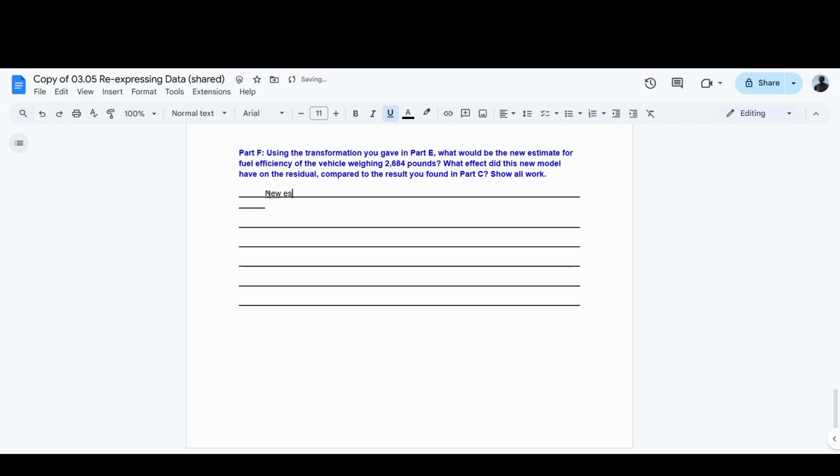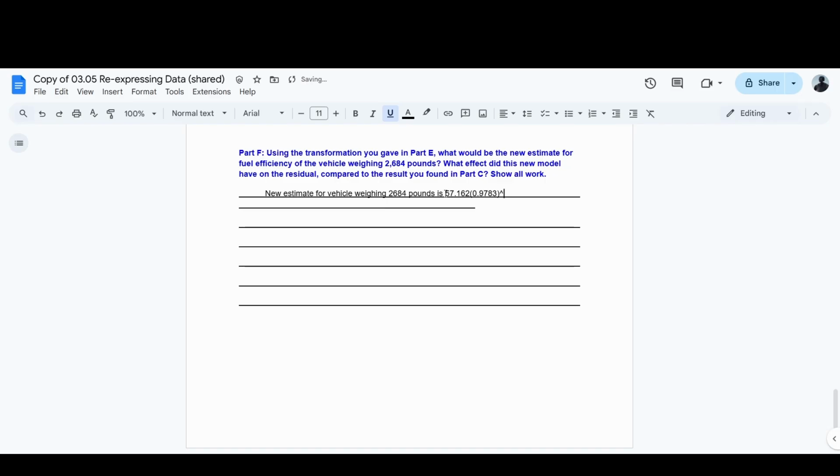We would say a new estimate for a vehicle, something like this, weighing 2,684 pounds. And again, you're going to have a different equation here. You should not be using my same exact equation, my same exact numbers. We're all going to have different numbers here, just slightly. So even if you're working with another student, make sure you have different equations here. You should have something kind of like 162 times 0.9783.